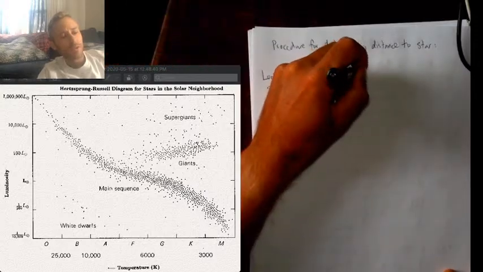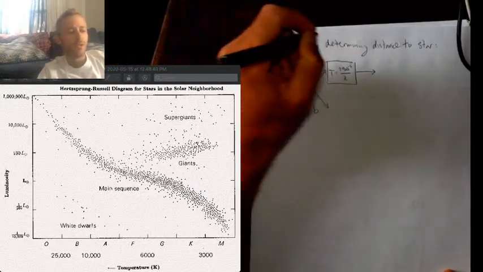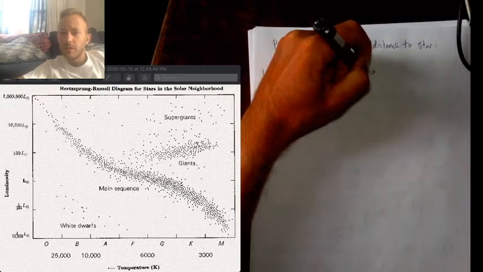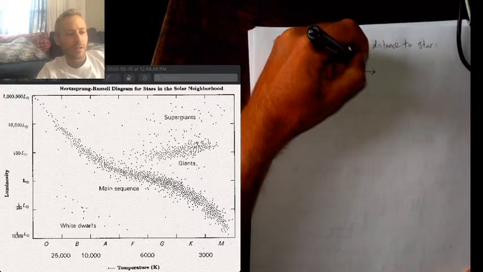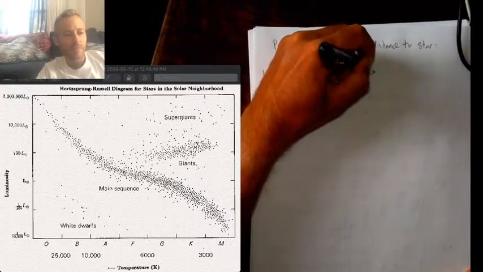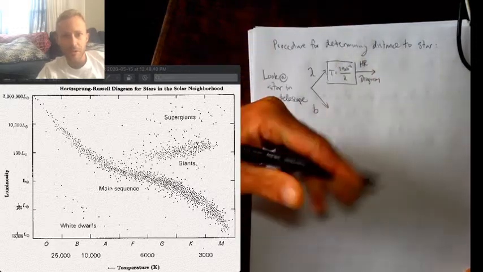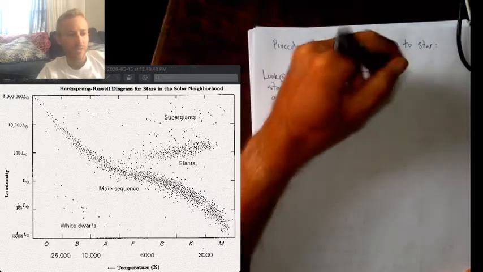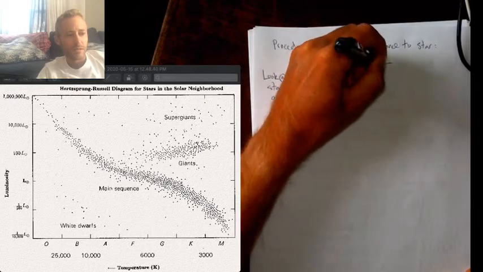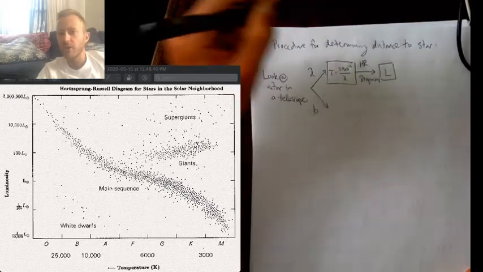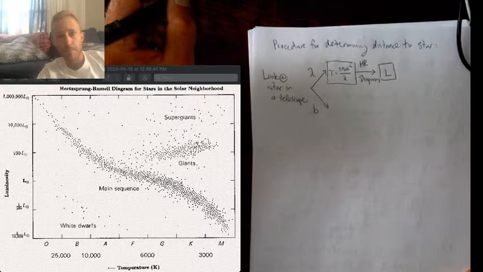Once we know the temperature, we can use the Hertzsprung-Russell diagram to relate the temperature to the luminosity. So we know what the luminosity of the star is. Okay?